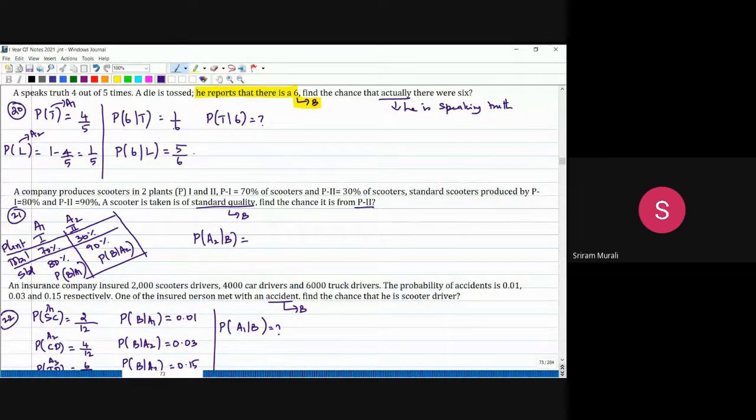What is the chance of getting a 6? 1 by 6. What is the chance of not getting a 6? 5 by 6. When will we get 5 by 6 if he speaks a lie? When will we get 6 if he speaks the truth? So what I want to find: there is a 6 outcome. If he speaks the truth, what is the chance? That is the question. First, have you understood this? Actually, there is a 6 means he is speaking the truth. Have you first understood the question?